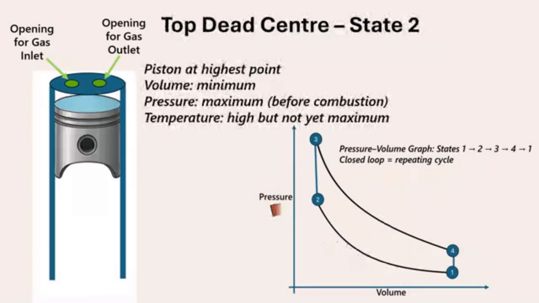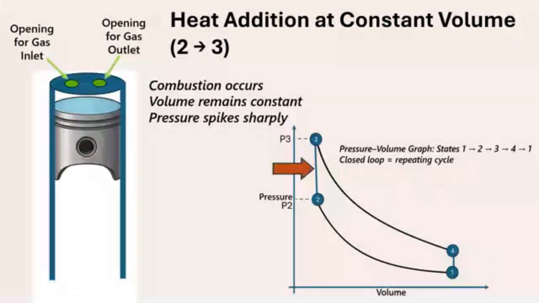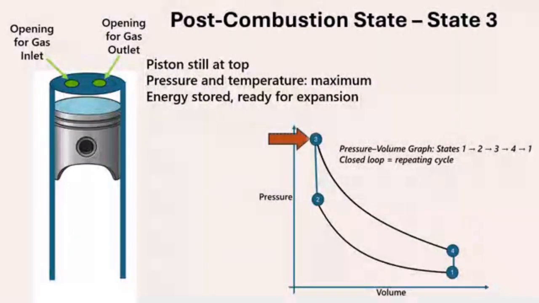At stage 2, the piston reaches top dead center. The gas is at its minimum volume and its pressure and temperature are very high. Next, fuel is injected. Heat is added very quickly while the piston remains almost stationary at TDC. Since the volume stays nearly constant, this is called constant volume heat addition process. The pressure rises sharply from stage 2 to stage 3. At stage 3, the gas reaches its highest pressure and temperature. The energy released by the combustion is now ready to produce useful work.